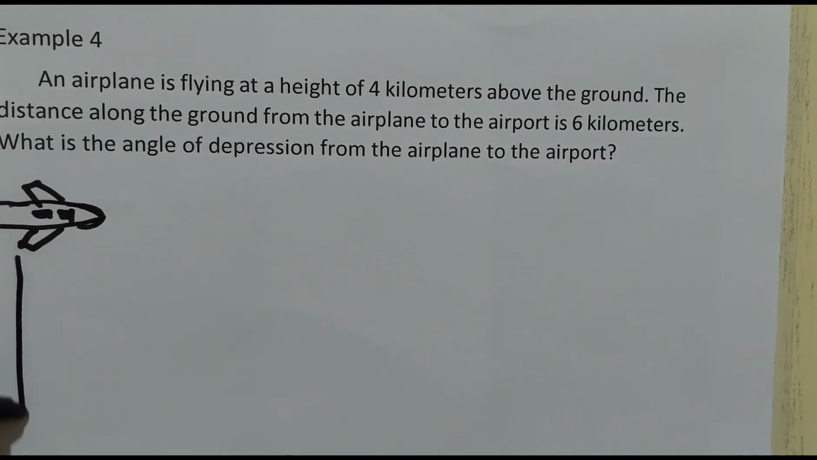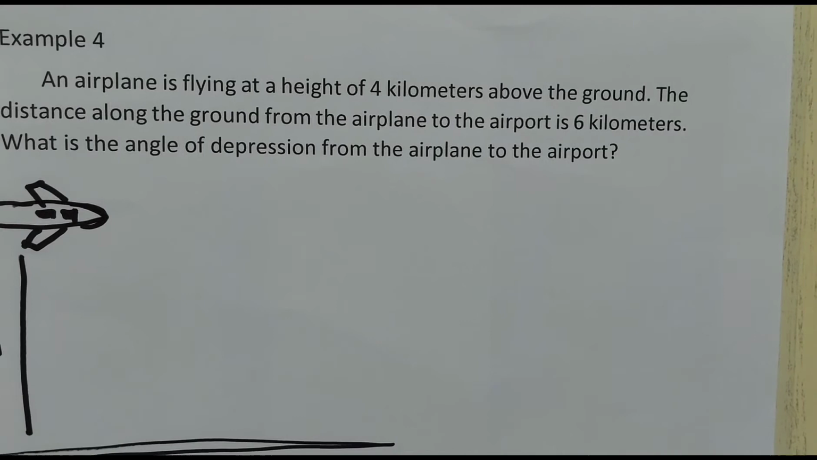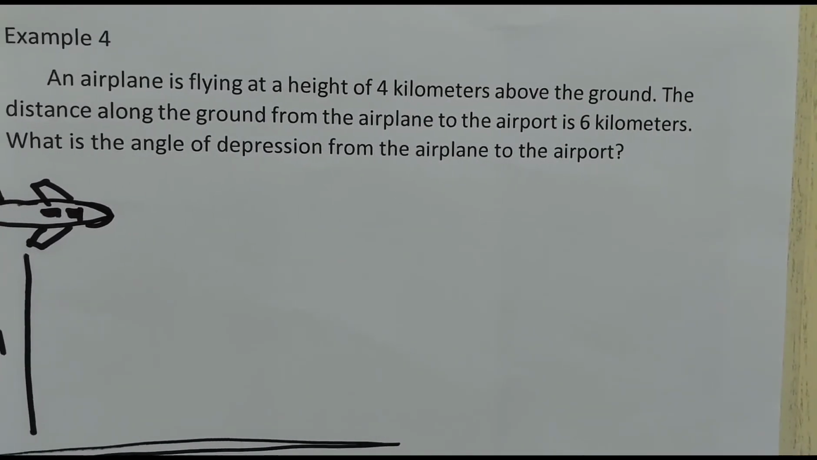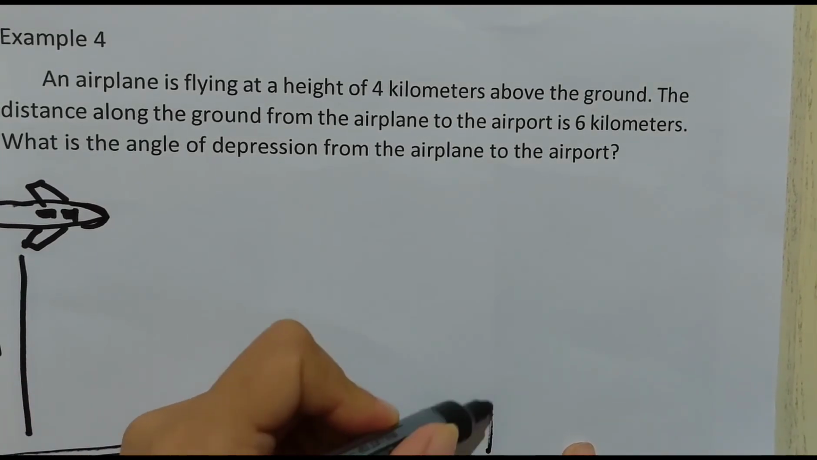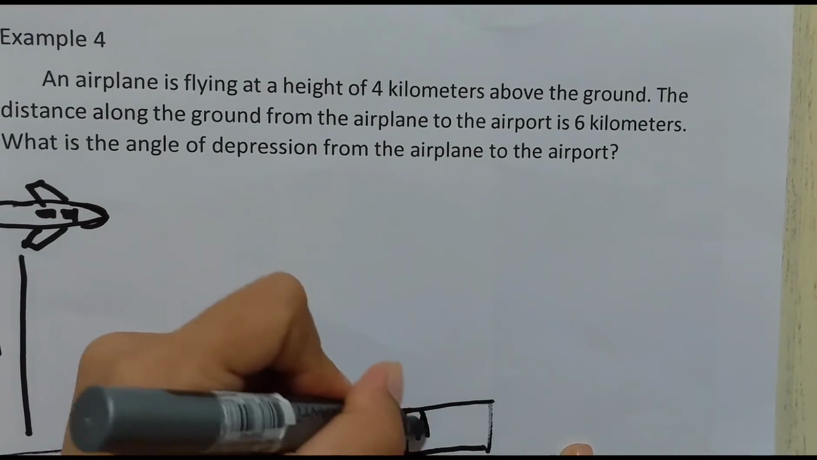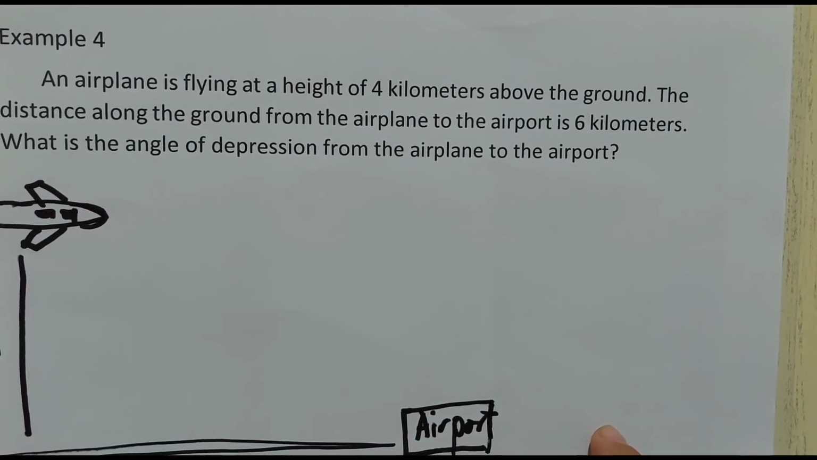So, gikan sa ground, mao ni siya ang ground. So, this is 4 kilometers above the ground. And then, the distance along the ground is 6 kilometers. Okay, so, airport. For example, dire, mao ni siya ang airport. So, if this is the airport, the distance niya is 6 kilometers. What is the angle of depression from the airplane to the airport?